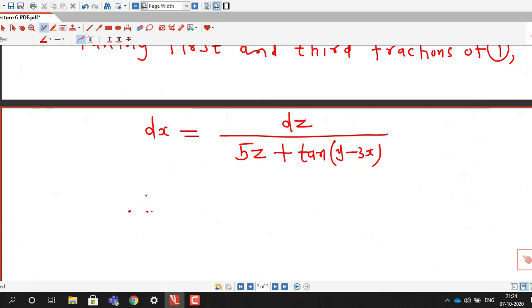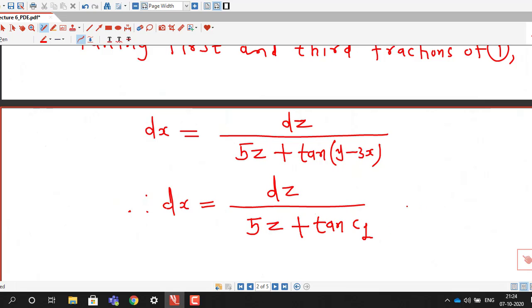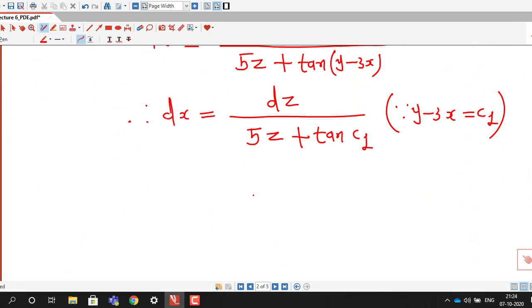So we obtain dx equal to dz divided by 5z plus 10c1. Okay, what are we using? We are using the first solution obtained, which is y minus 3x equal to c1. Now 10c1 is a constant, so this is separable, and we can find the solution directly by integrating.